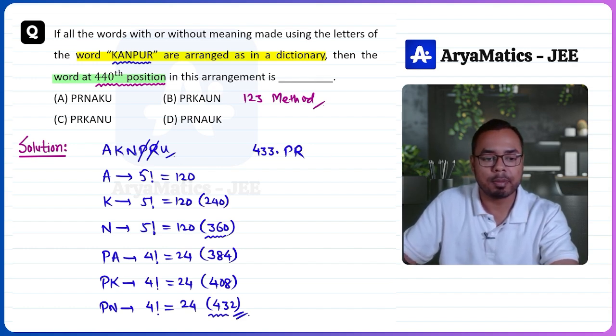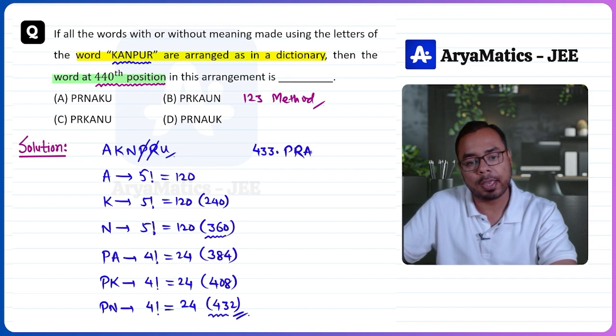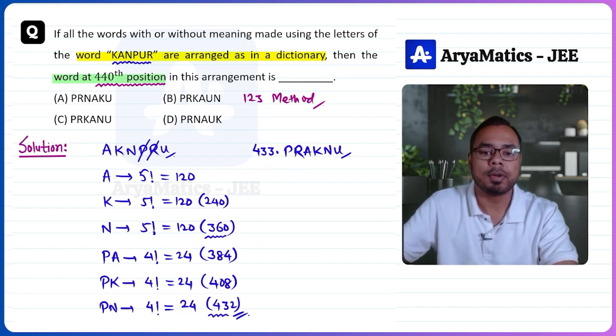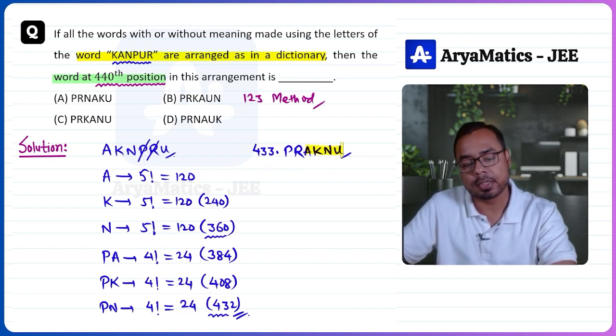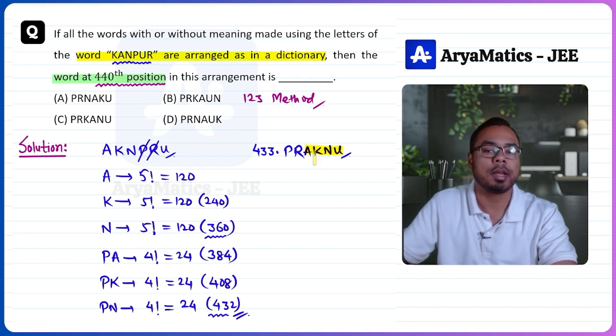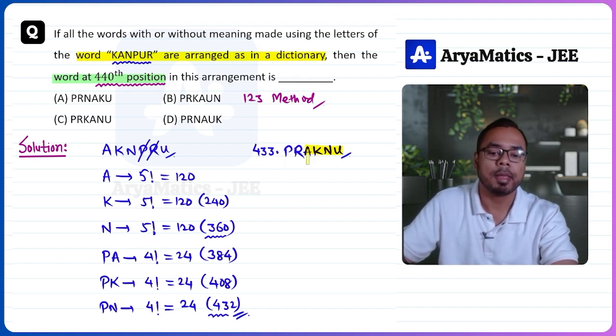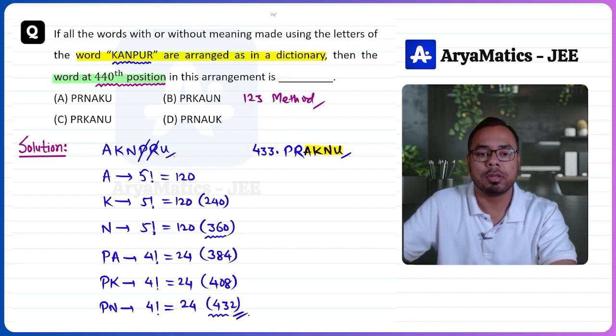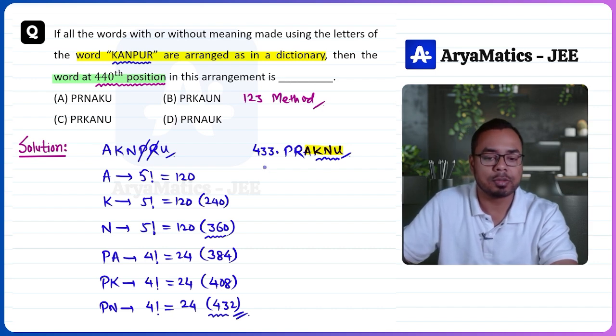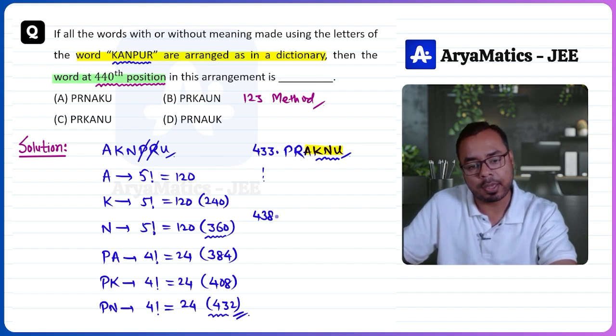So that means we have PR, and then you have A, K, N, U. This is the word on 433rd place. Now you can see that by rearranging these 4 letters, you can create 24 words, and therefore the first 2 letters will be PR. Now if I interchange these 3 letters, we can create another 6 words. So starting from 433, 432 plus another 6, that will be 438.